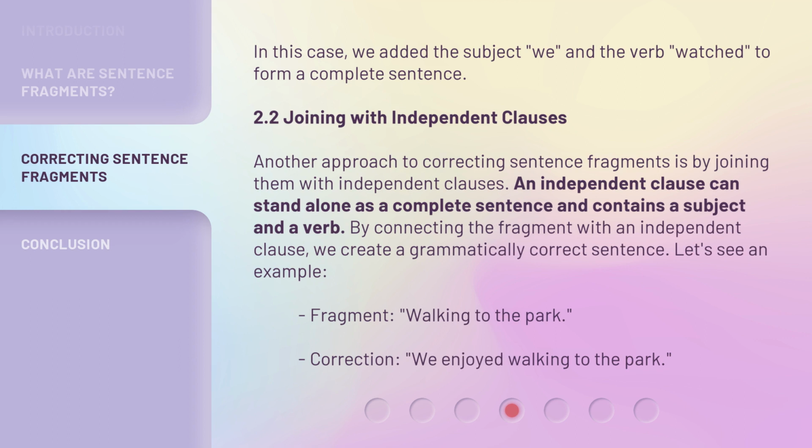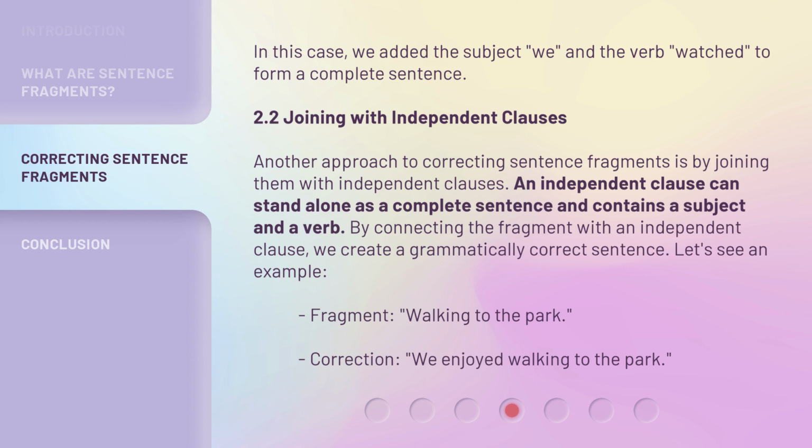2.2 Joining with independent clauses. Another approach to correcting sentence fragments is by joining them with independent clauses. An independent clause can stand alone as a complete sentence and contains a subject and a verb. By connecting the fragment with an independent clause, we create a grammatically correct sentence.